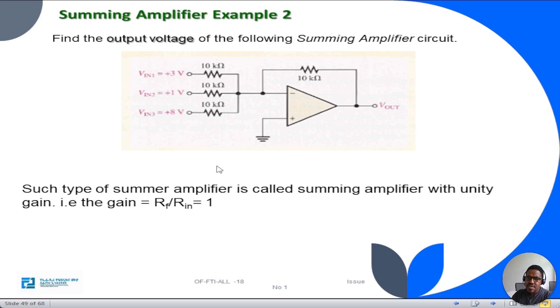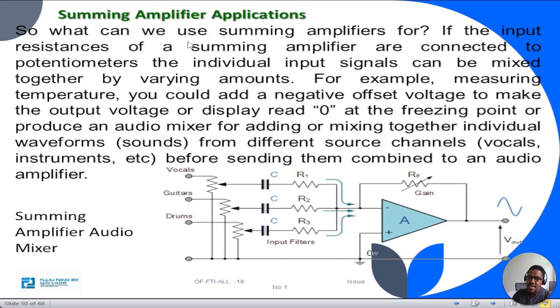Okay, so let's continue. Where do they apply the summing amplifier? What can we use a summing amplifier for? If the input resistances of the summing amplifier are connected to potentiometers, the individual input signals can be mixed together by varying amounts. For example, measuring temperature, you could add a negative offset voltage to make the output voltage or display read 0 as a freezing point, or produce an audio mixer for adding or mixing together individual waveforms, that is sounds, from different source channels, vocals, instruments, etc., before sending them to combine into an audio amplifier.